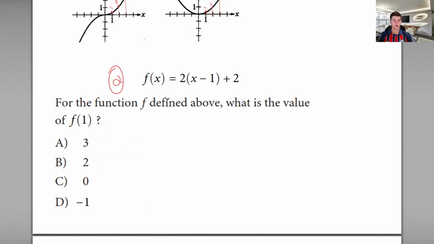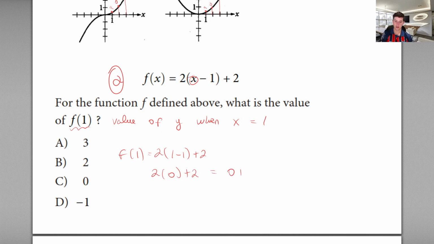2. For the function f defined above, what is the value of f of 1? That means what's the value of y when x equals 1? That's what f of 1 means. So for f of 1, we can just substitute x as 1 in the equation. 2 times 1 minus 1 plus 2. 2 times 1 minus 1 is 0, plus 2. So that's equal to 0 plus 2. That's equal to 2. So B is right.